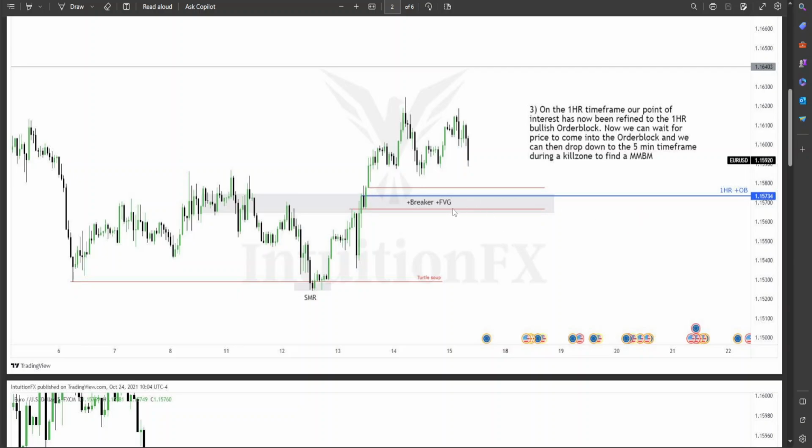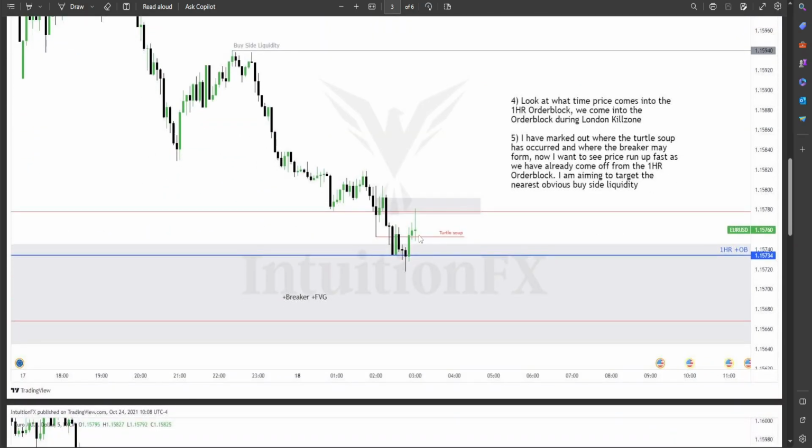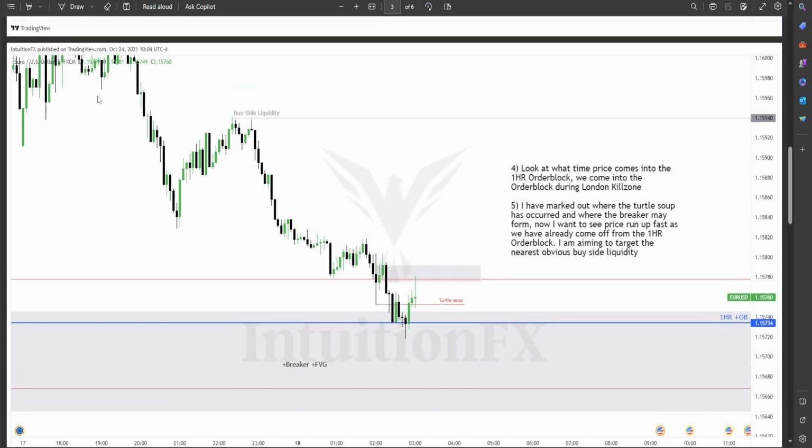So you had the 1 hour order block, you still had the 4 hour fair value gap and the breaker. And this is where it really starts to get fun. You start going onto a lower time frame, like the 5 minute time frame, and you have this small buy side liquidity over here, which is the nearest one possible, right?